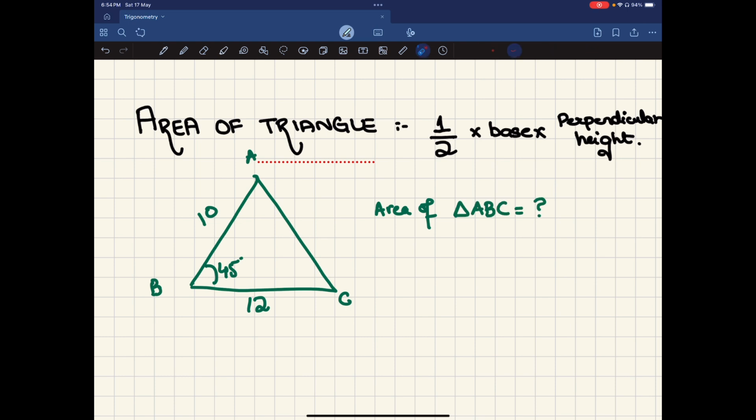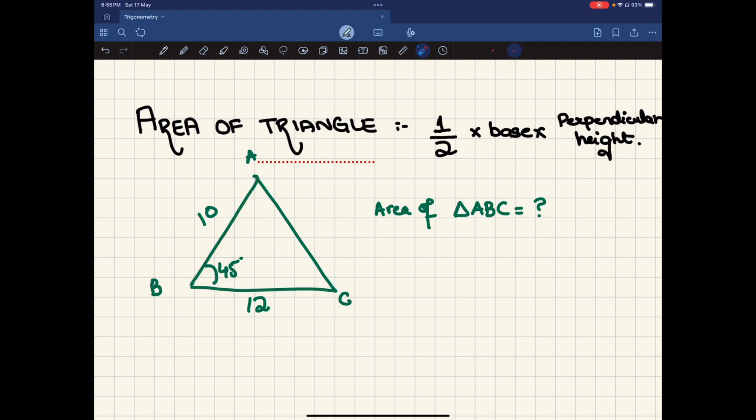Now if we assume that BC is the base of the triangle, what is the perpendicular height from BC? This line, right? But we are not given that line. Second option, let's consider AB as the base. What will be the respective height? It will be the perpendicular distance from C. But that is also not given. However, we are given two sides and an included angle. What is an included angle? An angle between two lines which are given, right?